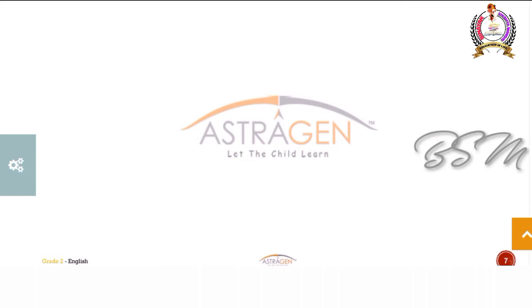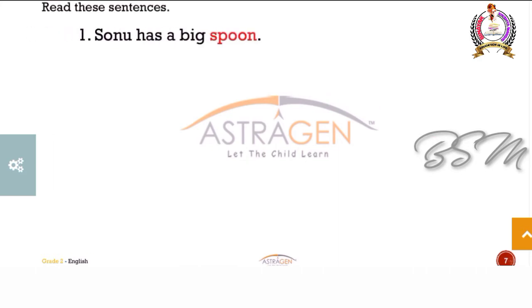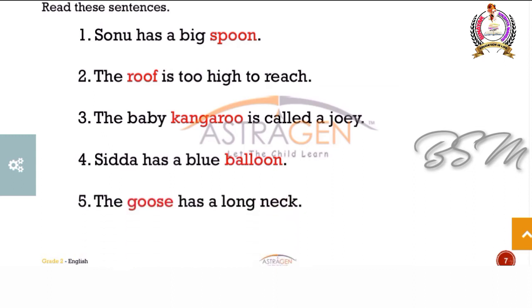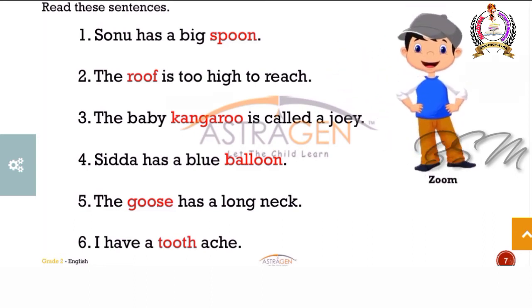Now let's read these sentences and make sure we pronounce it properly. Sonu has a big spoon. The roof is too high to reach. Did you observe the word too also there? The baby kangaroo is called a Joey. Siddha has a blue balloon. The goose has a long neck. I have a toothache. You don't say tooth, you say toothache. Okay? So now these were the long sound words. And that is what Zoom also says, isn't it?